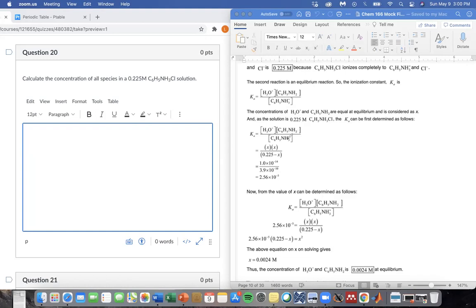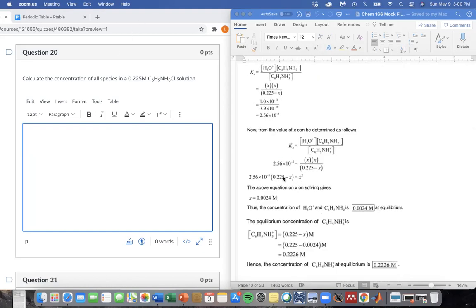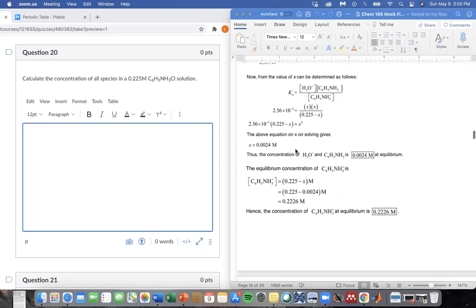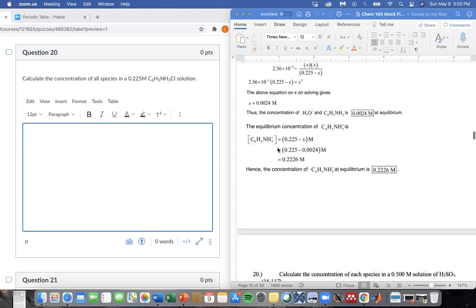And then in order to determine our Ka value, the book provides you with the Kb value of C6H5NH2 as 3.9 times 10 to the negative 10. So the Ka value that you're working with here is 2.56 times 10 to the negative 5. Then you plug that Ka value into your Ka expression, and we can do the small x approximation to get x as 0.0024 molar.